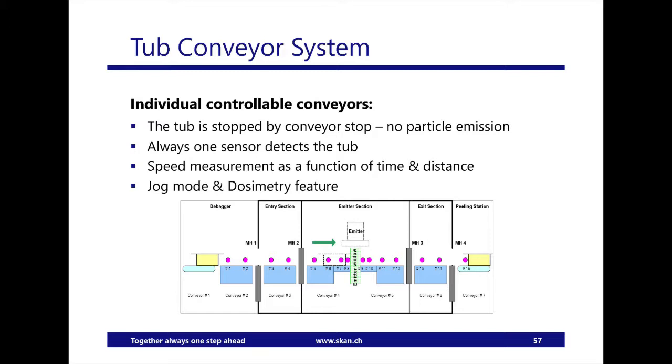And then it moves ahead here through the emitter zone and again always it's detected by one sensor, so we see on the HMI where is our tap, because we can't view inside here into these sections. We do the speed measurement as a function of time and distance. Basically, when the tap hits the sensor here, we start the measurement. When it leaves with the tail of the sensor here, we stop the measurement and we alarm it.